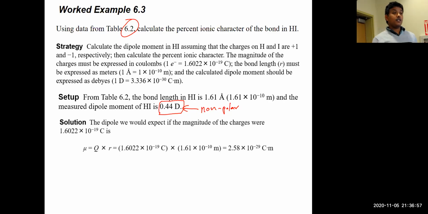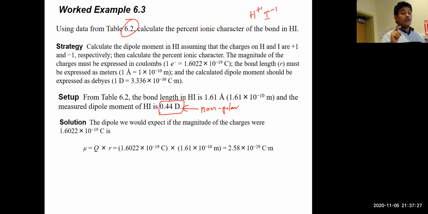Because of that, we need to identify the assumed dipole moment when HF is acting like an ion. When HF is acting like this, it doesn't, because it's a polar covalent bond. But just for the sake of calculating ionic character, we need this value. When fluorine is -1 and hydrogen is +1, that is the presumable, hypothetical ionic character.